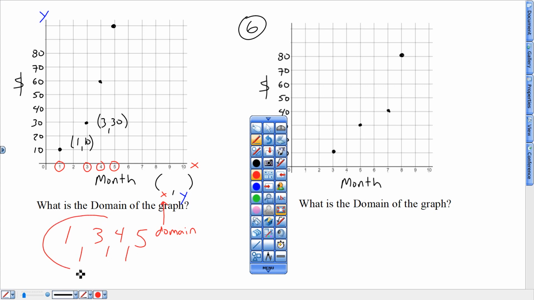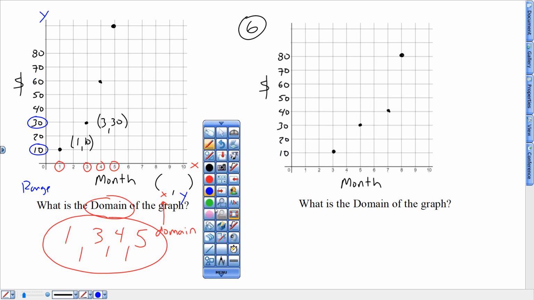Those are the domain. If I wanted the range, I would have asked you to give me the y numbers from those coordinates, 10 and 30 and 60. It looks like maybe 100 up here, but I didn't ask for a range. I asked for domain, the x-axis numbers, the x numbers in that data. So do the same for number 6. Give me the x numbers.